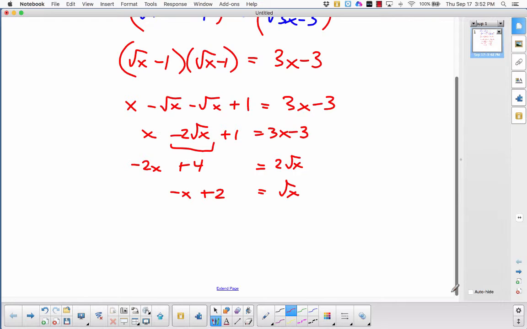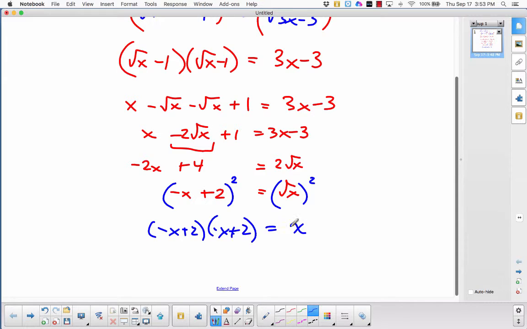Okay, getting closer. Now I'll square both sides again. So I'll square this side. And again with this one, I've got to square the whole thing. So this will be minus x plus 2 times minus x plus 2 is equal to plain x. Look at that, no more square roots.